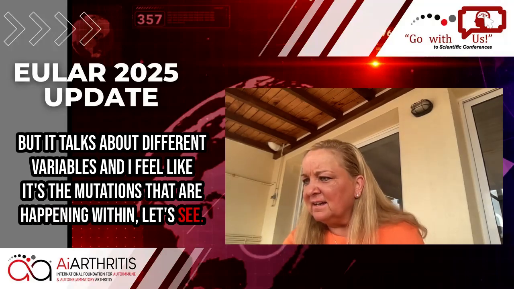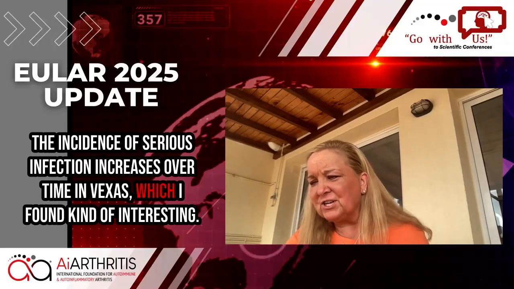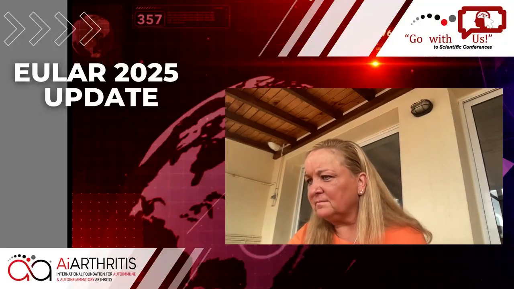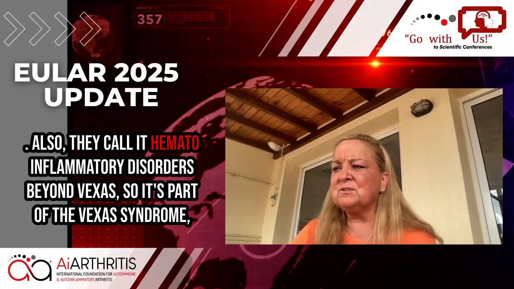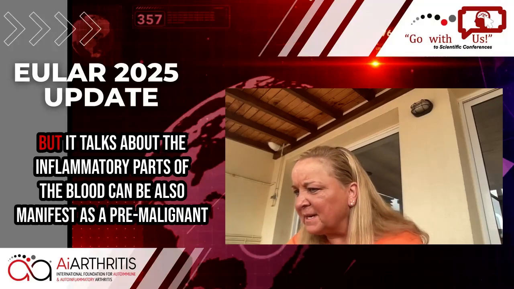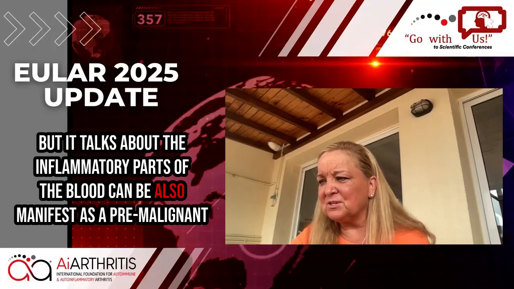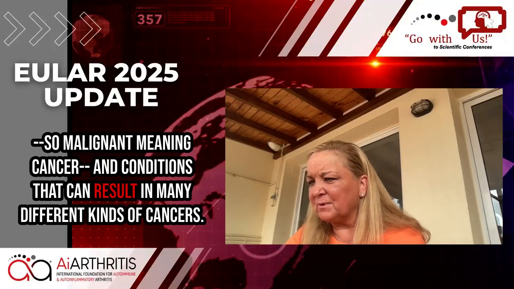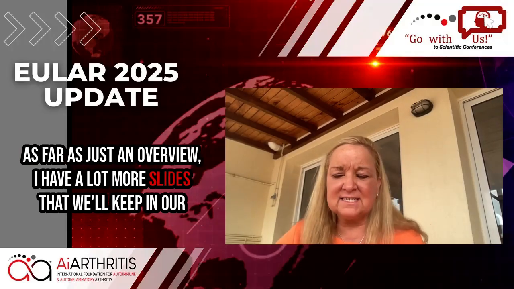The incidence of serious infection increases over time in VEXAS, which I found kind of interesting. I think as you age, there's a lot more issues that you deal with. Also, they call it autoinflammatory disorders beyond VEXAS, so it's part of the VEXAS syndrome, but it talks about the inflammatory parts of the blood that can also manifest as pre-malignant, malignant meaning cancer, and conditions that can result in many different kinds of cancers.